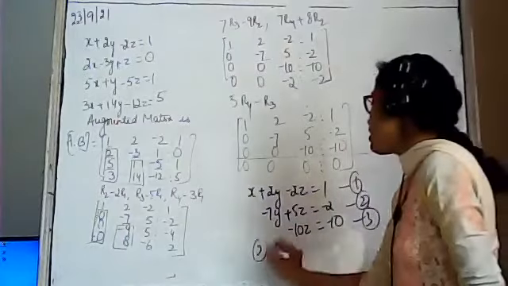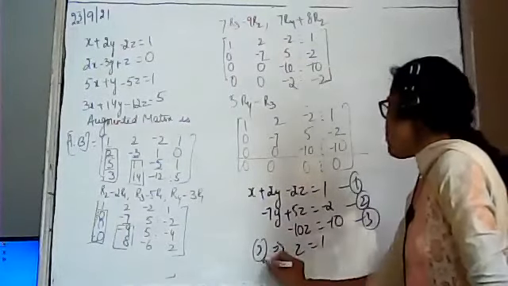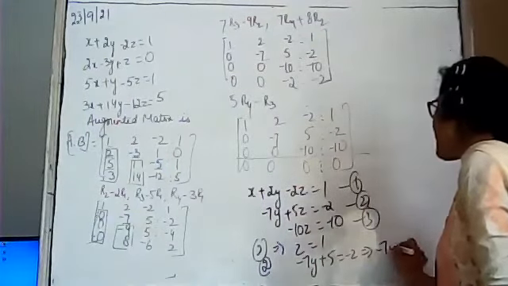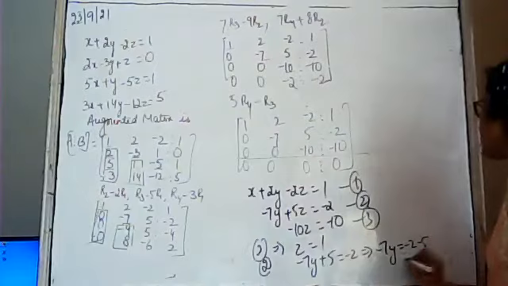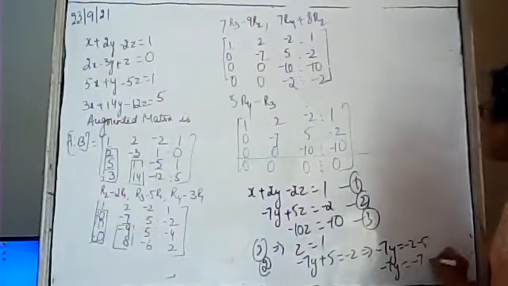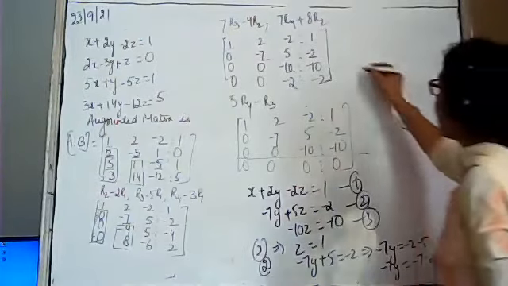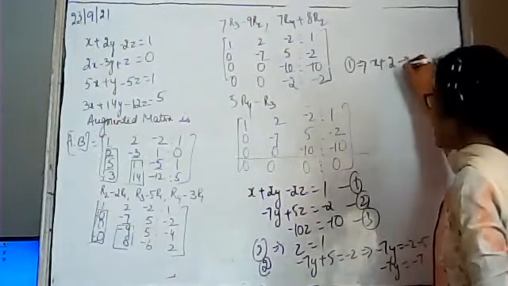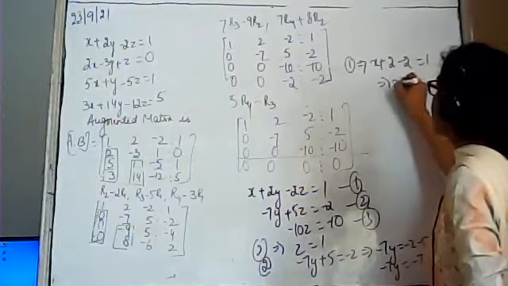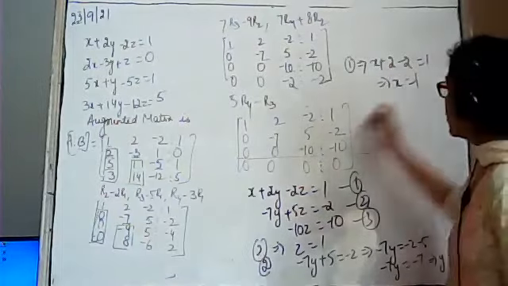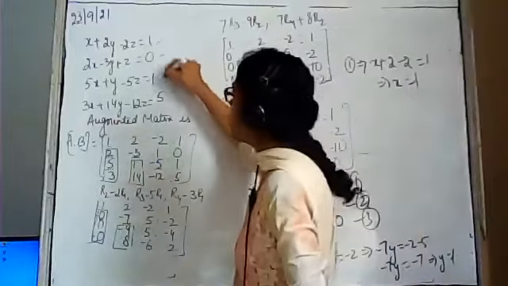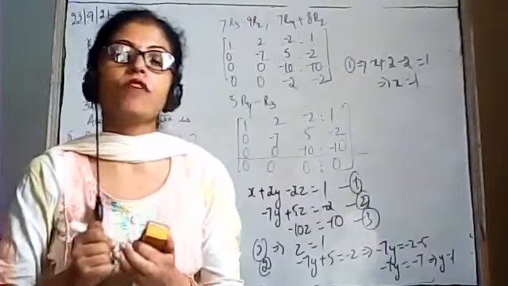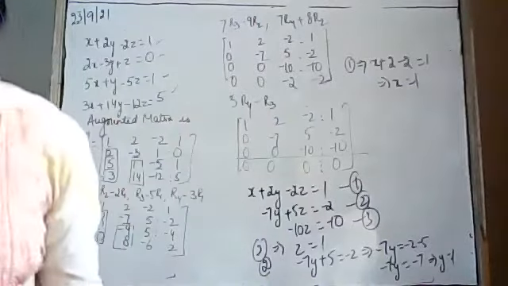So from the last equation, the value of z is equal to 1. From equation number 2, minus 7y plus 5 is equal to minus 2. Minus 7y is equal to minus 2 minus 5. Minus 7y is equal to minus 7, which implies that y is equal to 1. And equation number 1 implies x plus 2y minus 2z is equal to 1, which implies that x is equal to 1. You can substitute the values of x, y, z in any of these 4 equations. If the left hand side is equal to the right hand side, it means that the values of x, y, z are correct. Okay?